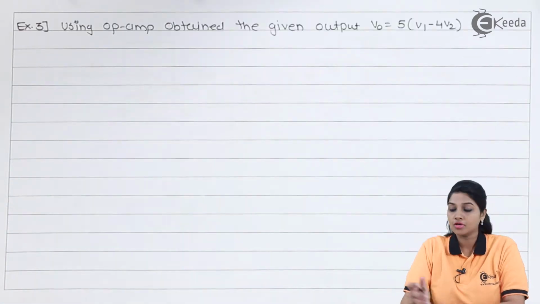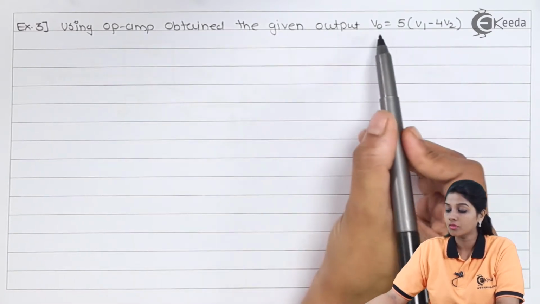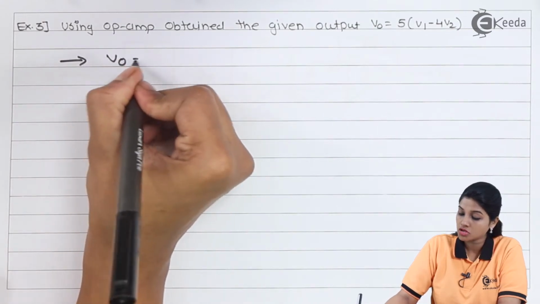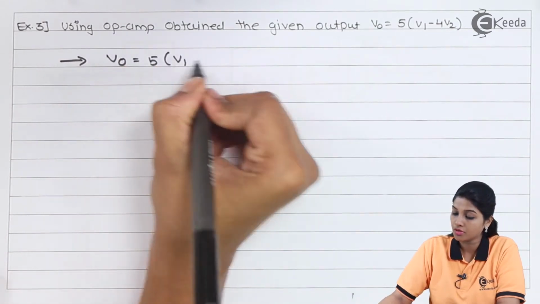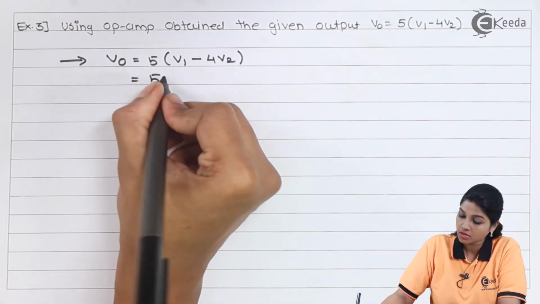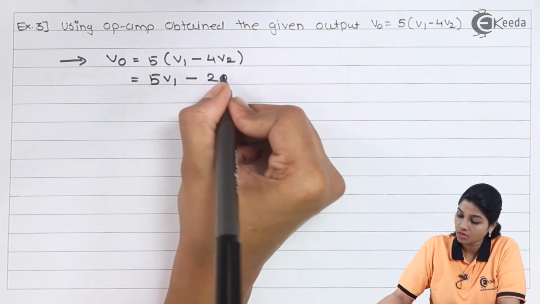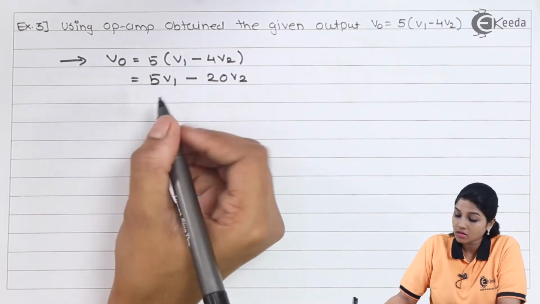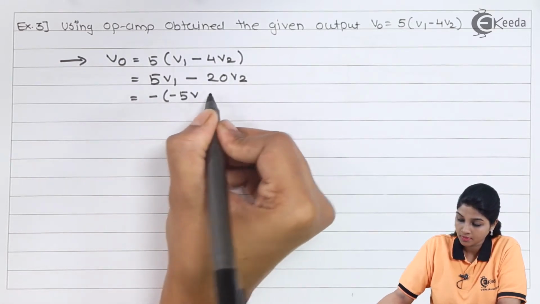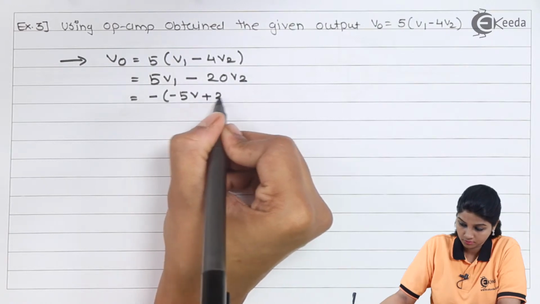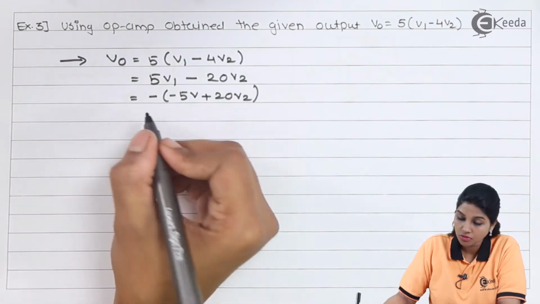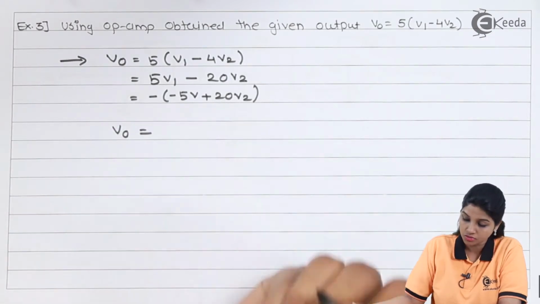The statement of the next problem is: using op-amp obtain the given output VO equals 5V1 minus 4V2. So first the output equation, VO is equal to 5V1 minus 4V2. The same equation can be written in this form, that is 5V1 minus 20V2. If we write the same equation in this form, the meaning of the equation remains the same. So we can write VO is equal.